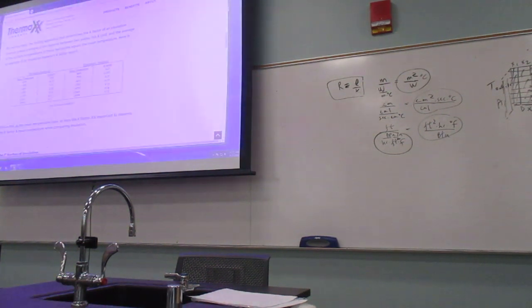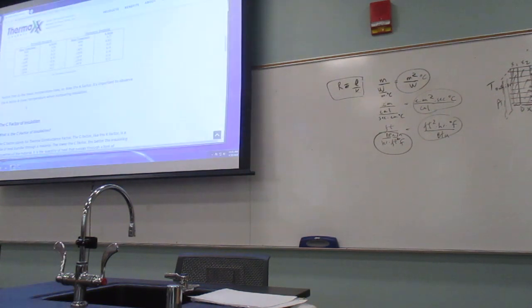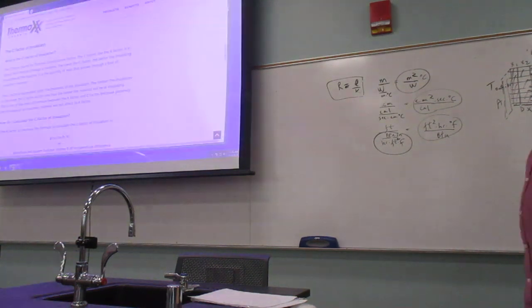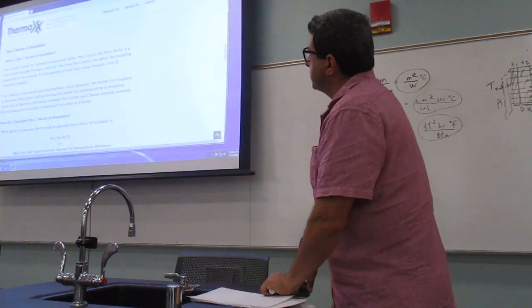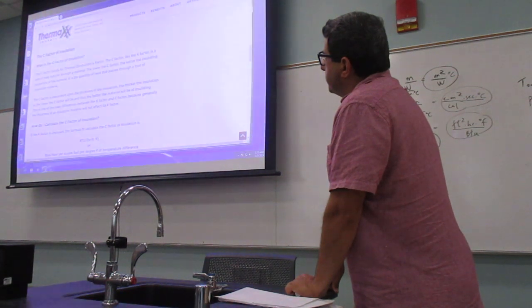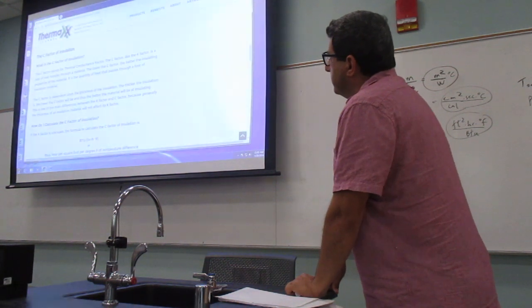Polyolefin insulation, elastomeric insulation. The C factor. What is the C factor of insulation? The C factor stands for thermal conductance factor. The C factor, like the K factor, is the rate of heat transfer through material. The lower the C factor, the better the insulating properties of the material.